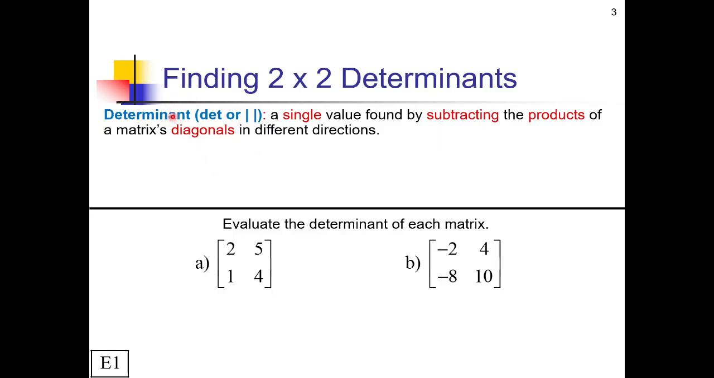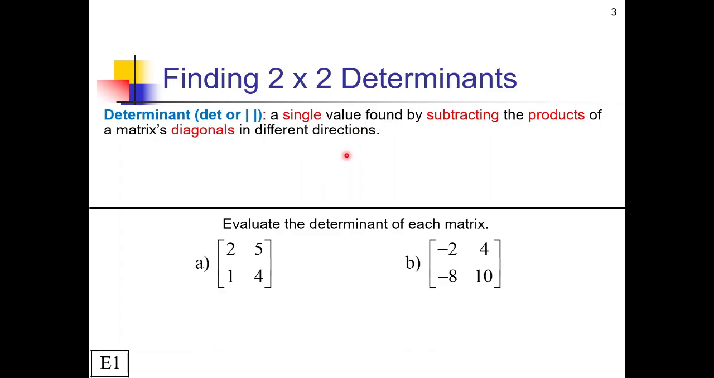The determinant of a matrix, and we can use DET followed by the matrix name, or you can put the whole matrix inside these absolute value looking bars here. The determinant of a matrix is a single value found by subtracting the products of a matrix's diagonals that are going in different directions. So that doesn't really clearly spell out what exactly a determinant is.